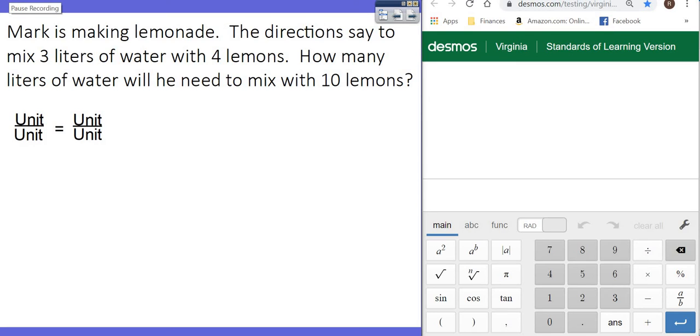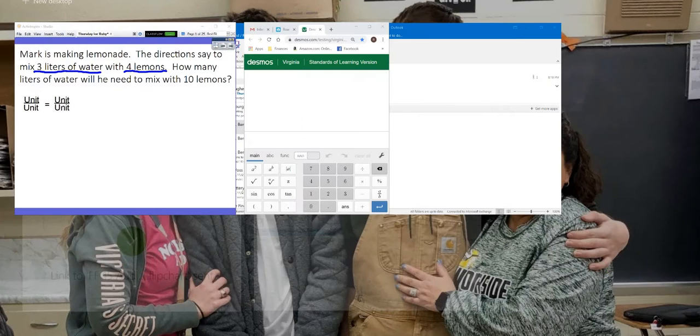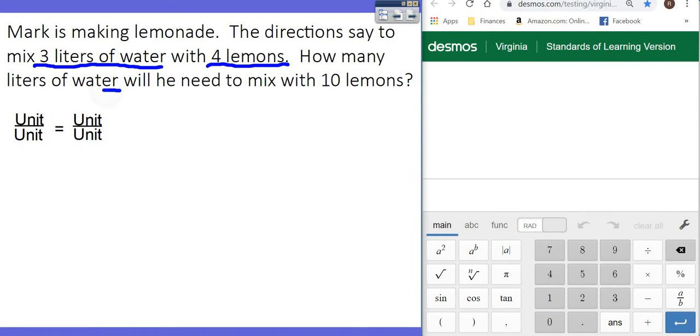Okay guys, when we get into this kind of problem, we just have to remember patterns and think about patterns. So this one says Mark's making lemonade. The directions say to use 3 liters of water, so I'm going to underline that, 3 liters of water with 4 lemons. Then it says how many liters of water will you need with 10 lemons?